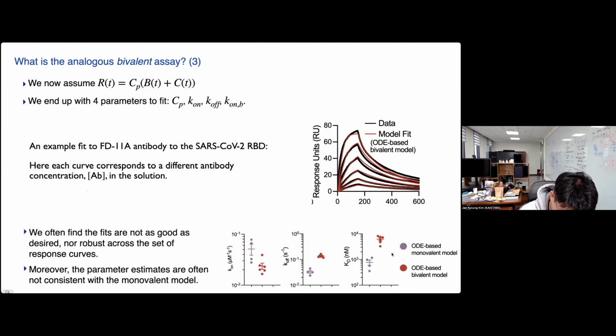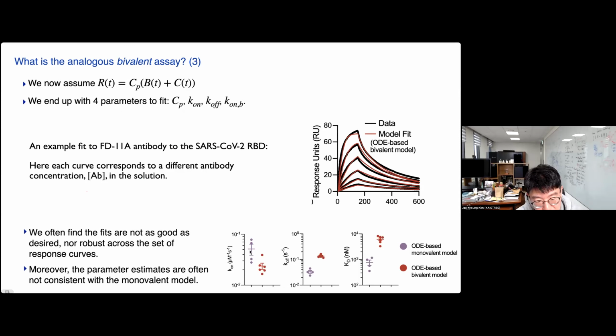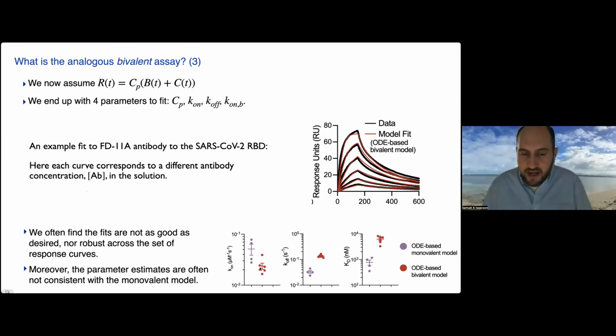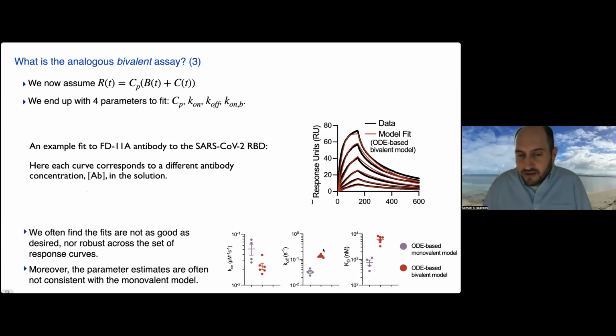Moreover, if you look at the parameter estimates, these are the parameter estimates for the monovalent, the first model, for the FD11A when the experiment was run 4 times, and this is for the bivalent ODE model where it was run 6 times. You can see you have terrible agreement in the off rate. The on rates, maybe you could argue there's a little bit of agreement, I don't know, but the off rates are terrible, and therefore the dissociation constant is not very good. So you would expect that you should recover the on and off rates of the monovalent model in the bivalent model, and you're not recovering them, it looks like.